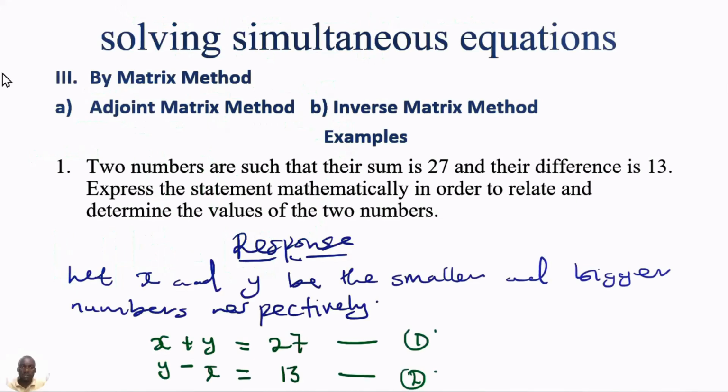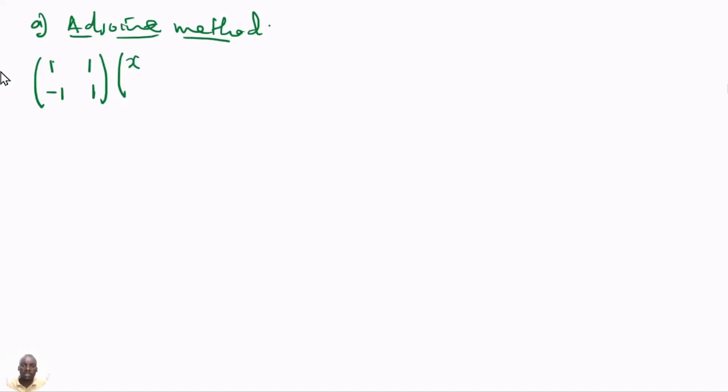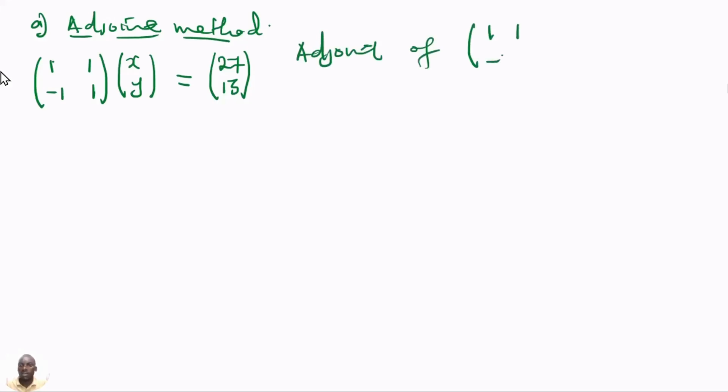And since we have two ways, let us begin with part A, the adjoint method of solving simultaneous equations. So we are employing part A, which is the adjoint method. Remember, we have our equation as 1, 1, negative 1, 1, multiplied by x, y equals 27, 13. So from here we have said that this is the matrix we have. Then we are going to simply get the adjoint of the matrix 1, 1, negative 1, 1.